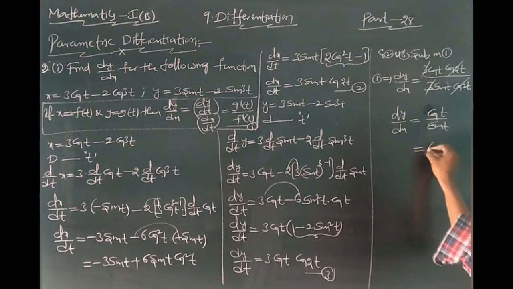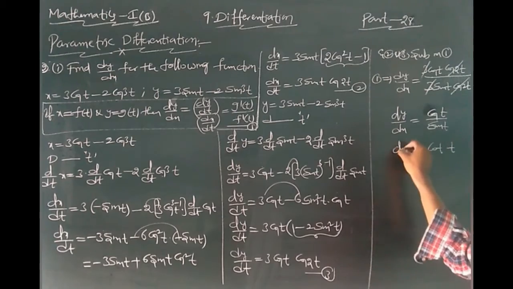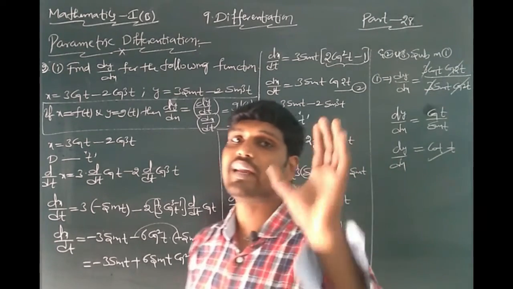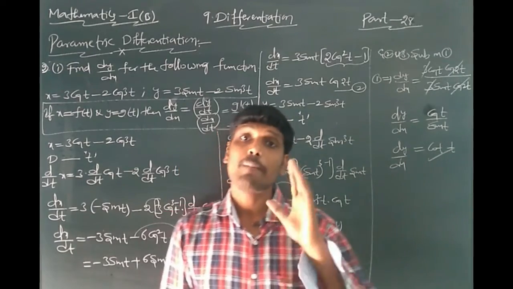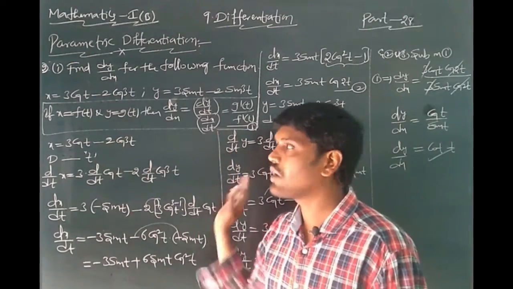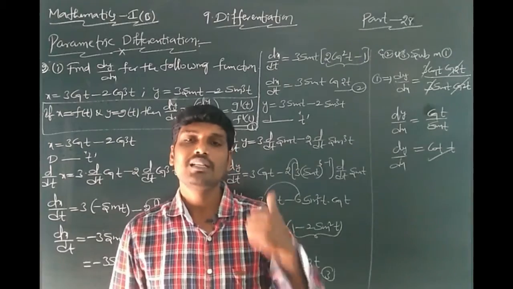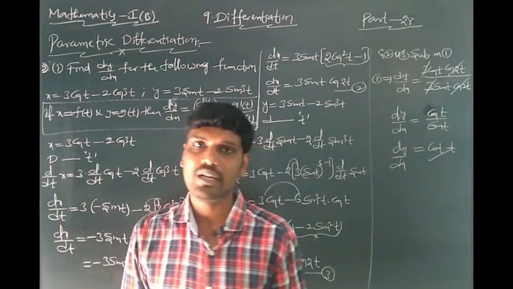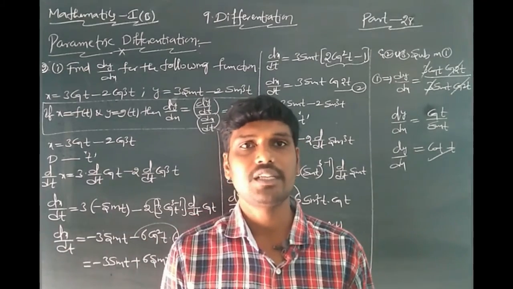What is the value of cos t by sin t? Cos t by sin t is cot t. This is dy by dx by using the parametric differentiation method. Which method? Parametric differentiation method. You can solve in this model. This is a very important 4 marks problem in the IB examination in this parametric differentiation method.